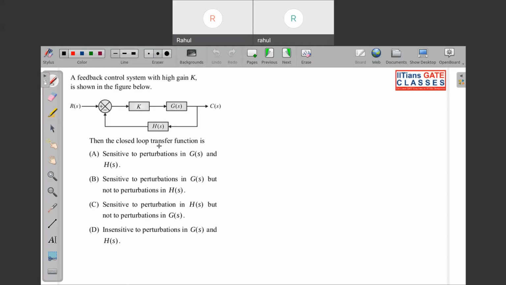So what is given over here? A feedback control system with high gain K is shown in the figure. Then the closed loop transfer function is: sensitive to perturbations in G(s) and H(s); sensitive to perturbations in G(s) but not to perturbations in H(s); sensitive to perturbation in H(s) but not to perturbation in G(s); insensitive to perturbation in G(s) and H(s).